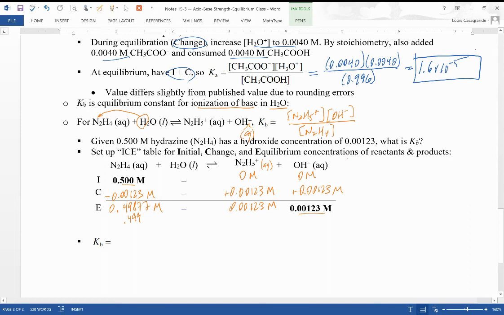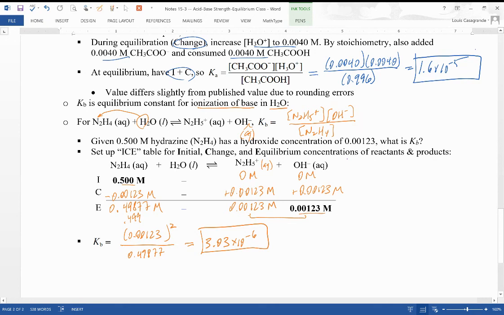And now the Kb, we have the Kb expression up above. And so let's plug in some numbers. We have 0.00123 molar, but we have that times itself. So let's just put a squared on there. That's perfectly fine for you to do because we have the two there multiplied together. And we're going to divide by 0.49877. So we're only going to take this out to 3 significant figures anyway. And what that's going to give us is a value of 3.03 times 10 to the minus 6. And that's what you would expect for a relatively weak base.